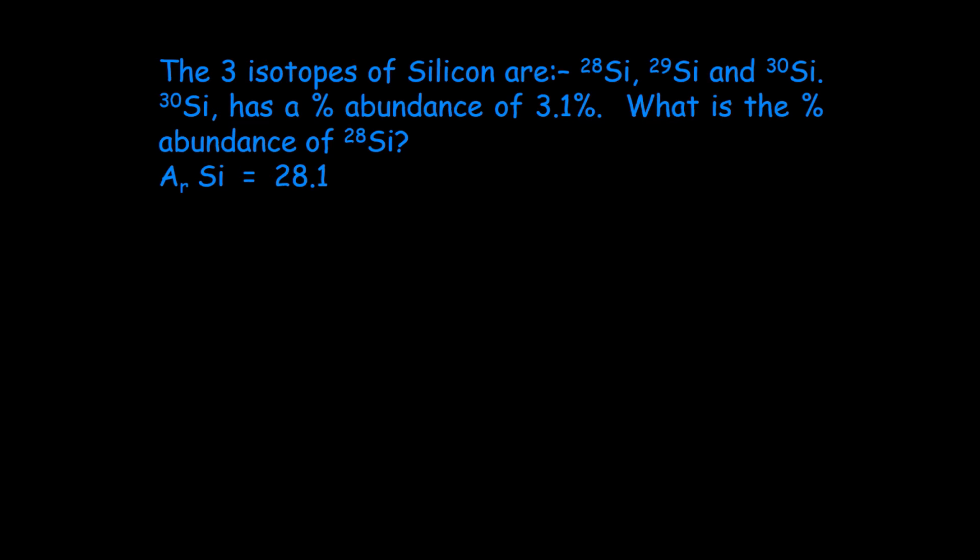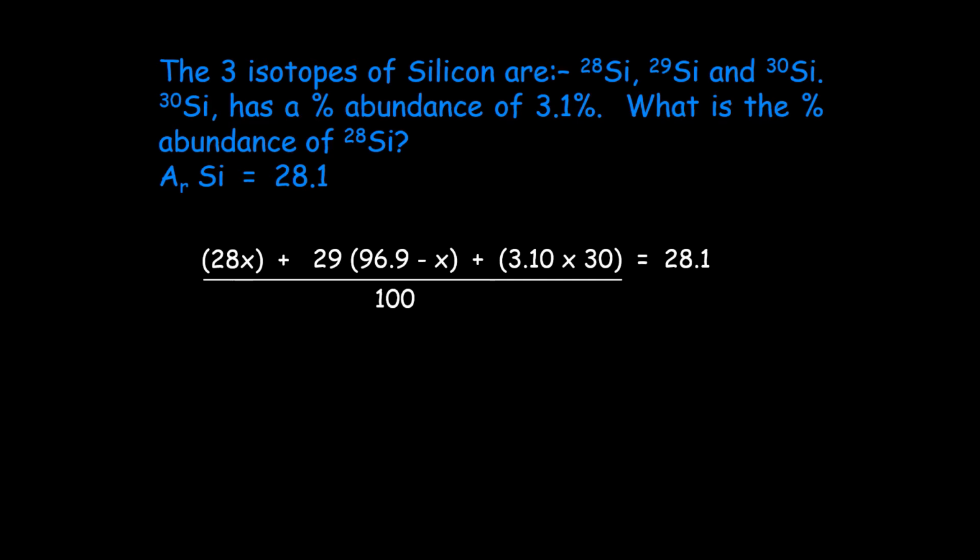So you may want to pause the video until you've had time to work this one out. So it's going to be 28x plus 29 times (96.9 minus x) plus 3.1 times 30, all over 100, equals 28.1. And then just solve that. Gives you x to be 93.1.